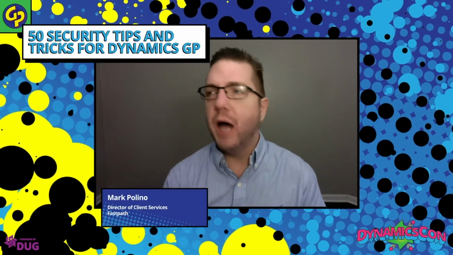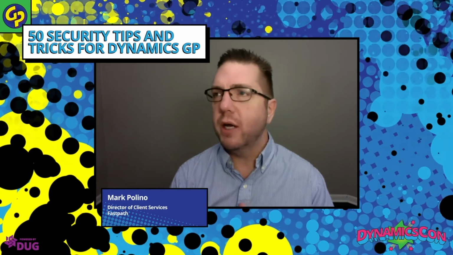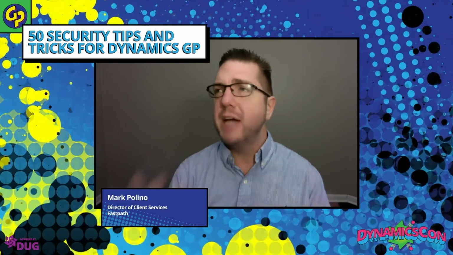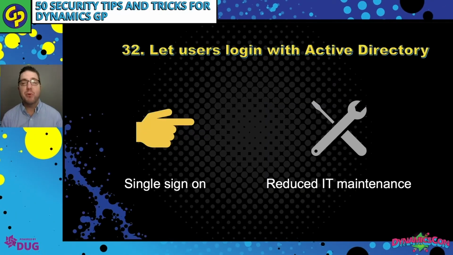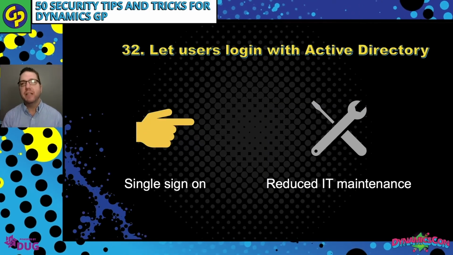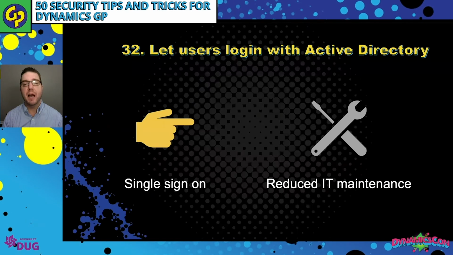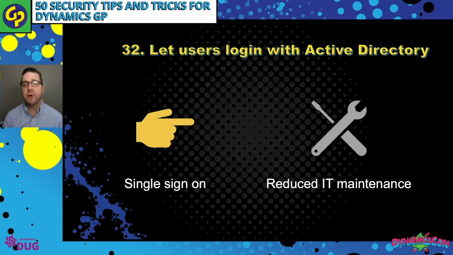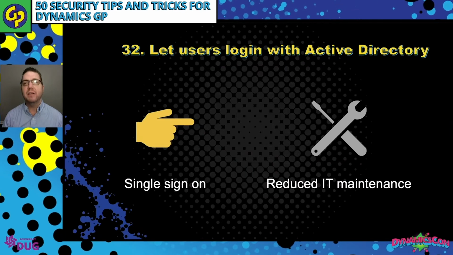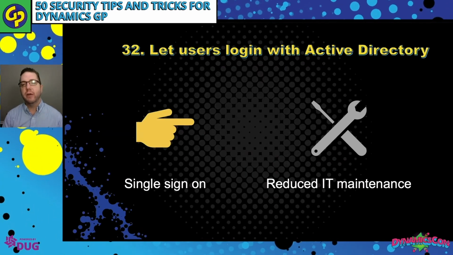32, this is an oddball one. Let users log in with Active Directory. With GP, you have a password and you have to log in. If you read the security manual, Microsoft pretty heavily, it's their generic language, but they pretty heavily recommend logging in with Active Directory and relying on Active Directory for your login, and then they don't provide Active Directory login for GP.